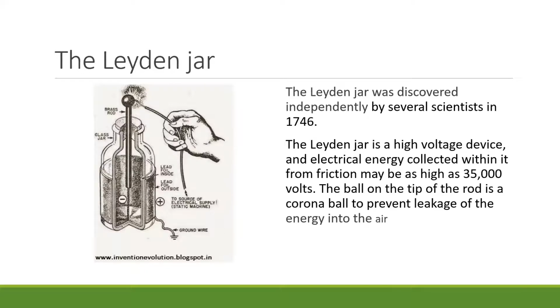The Leyden jar is a high voltage device with electrical energy collected within it from friction, maybe as high as 35,000 volts. The ball at the tip of the rod is a corona ball to prevent leakage of the energy into the air. So how does it work?